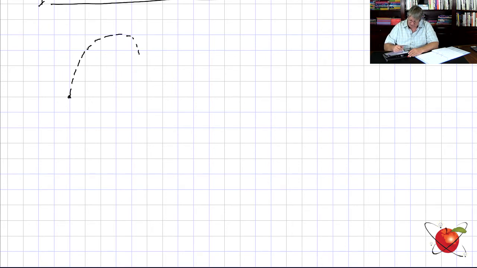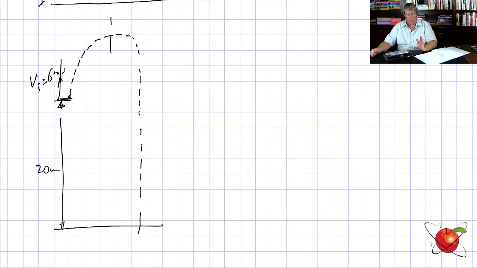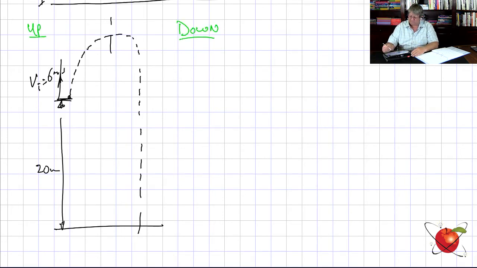First of all, this is the ball. The ball is doing this, and I'm exaggerating it, obviously. Where was the ball? The ball was 20 meters above the ground, right? And it had an initial velocity equal to 6 meters per second, correct? Now, in this projectile motion, what happens? The ball goes up.